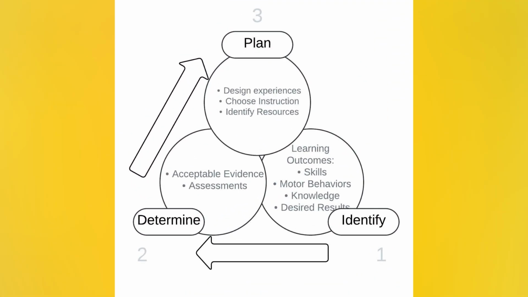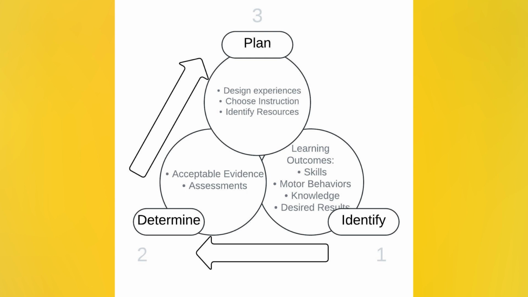If we take a look at a slightly different picture, I've tried to put it in order here. You might be familiar with something called backwards design. This model that I've put together follows that, while at the same time building upon that triangle I just showed you. The first thing you do when you begin designing a training session or a practice schedule, whatever you might call it, is identifying the learning outcomes. This is you identifying the specific skills, motor behaviors, maybe knowledge or desired results that you want to see as a result of the practice session.